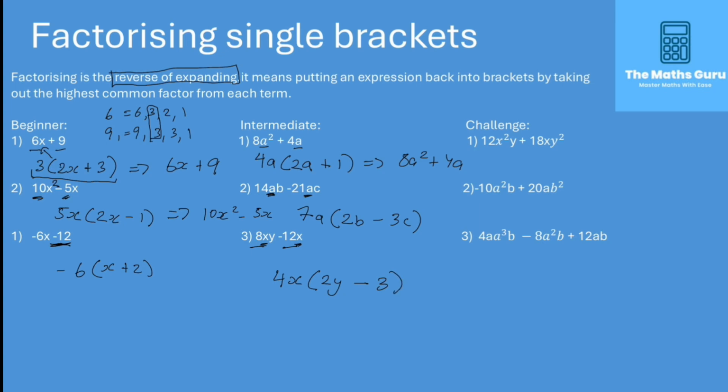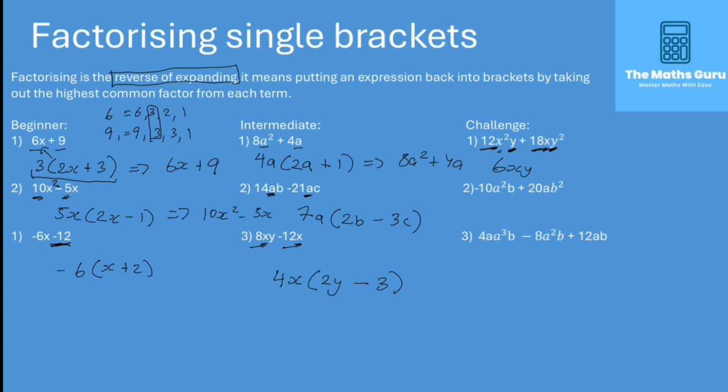Okay, moving on to our challenge questions. This is going to be the hardest level we're going to take it to today. We first look at the highest common factor between 12 and 18. This is going to be 6. We see that x is common in both. There's at least one x in both, so we take an x out. And we can see that there's at least one y common in both. I hope you guys can see that.